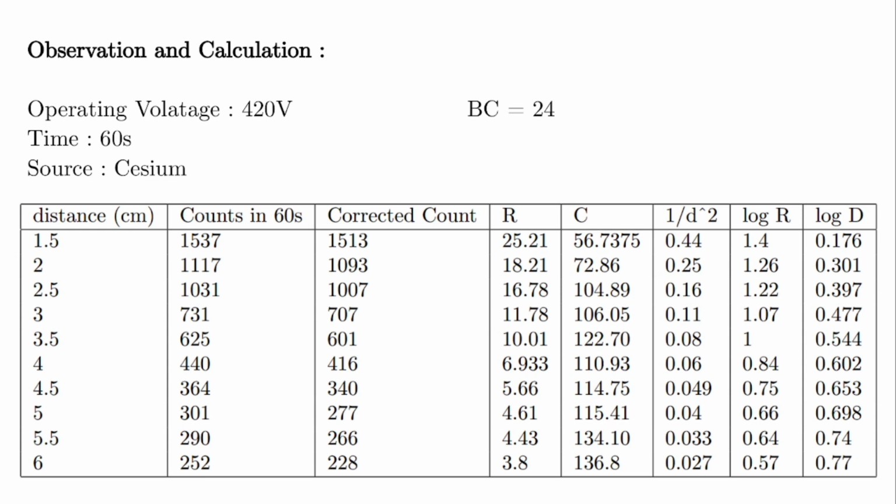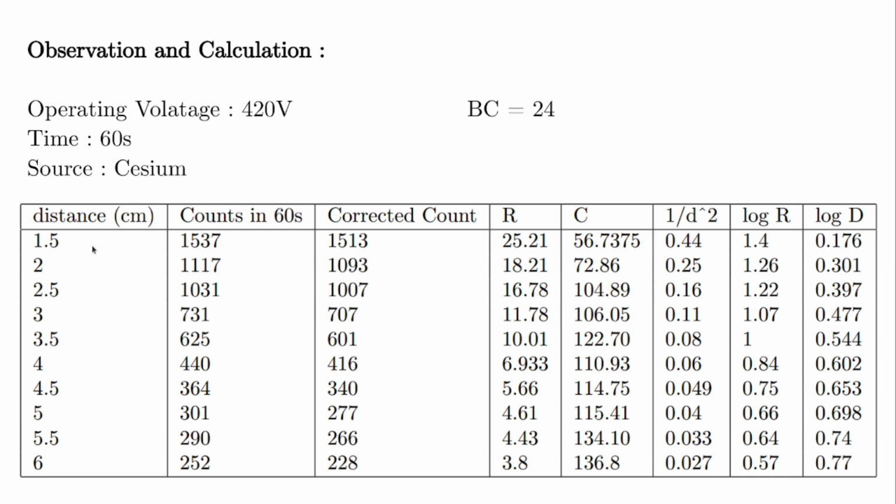For my lab, for this experiment, the operating voltage which I have set is 420 volts. Preset time was 60 seconds. The source which I took was cesium. Even before performing this experiment, without the source, we need to calculate the background count, the background radiations which would affect our experiment. So there are 24 background radiations. After taking the raw number of radiations, we can correct the count.